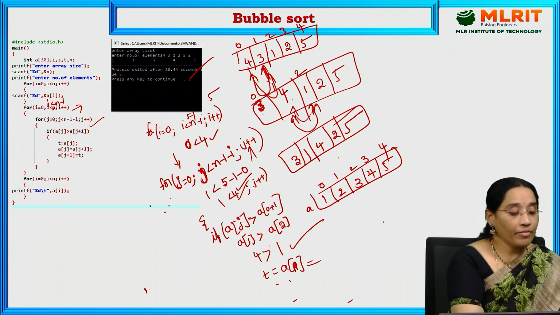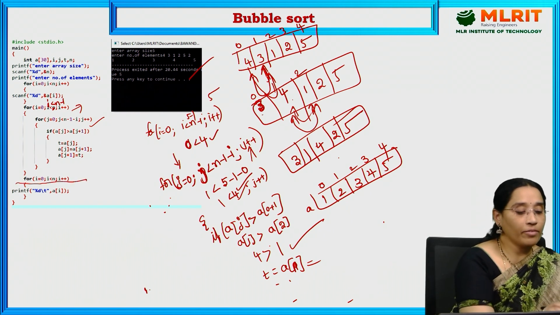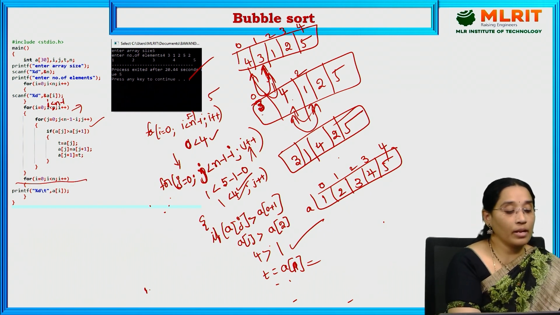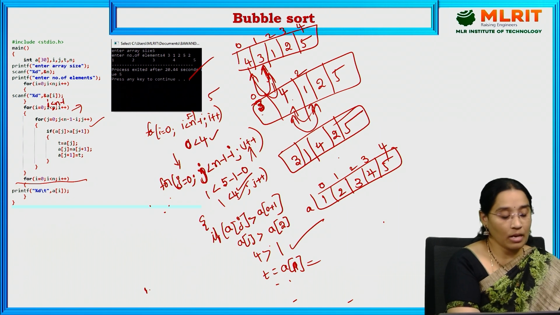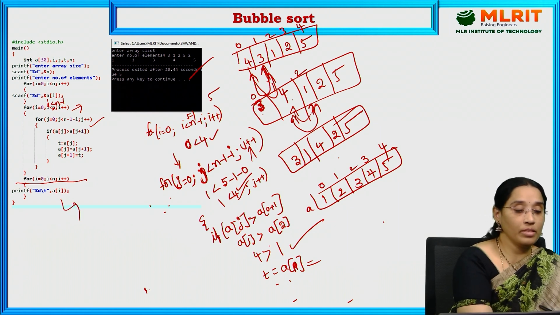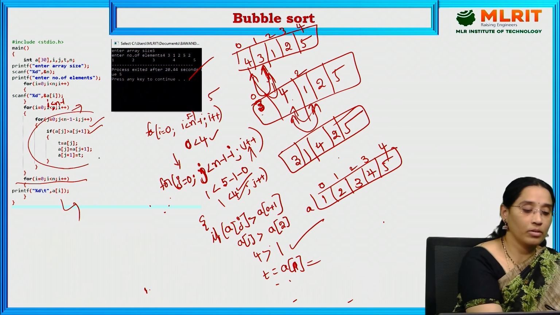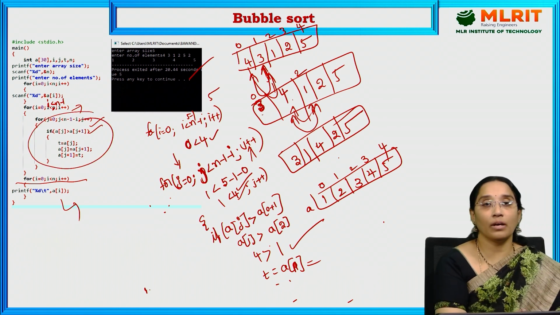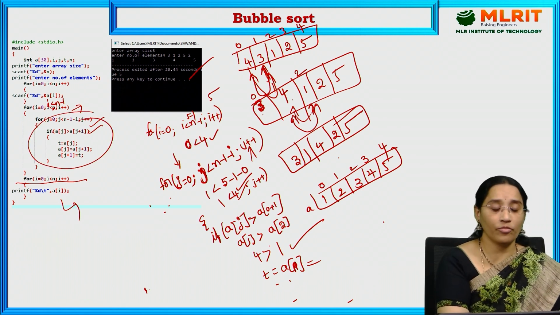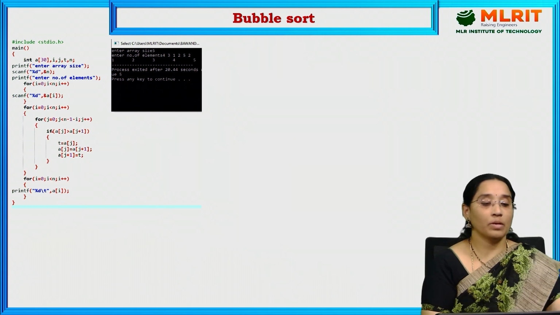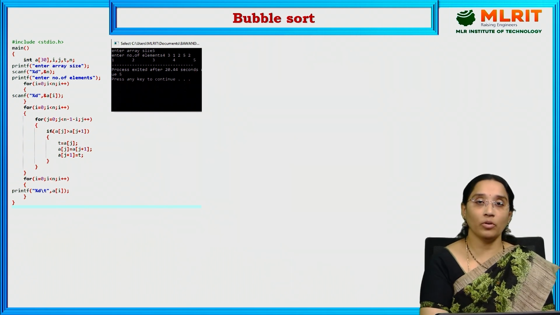To print the final sorted array, again we need to write a for loop: for i equals 0, i less than n, i plus plus, printf %d comma a of i. With this you will get the sorted element values. So this is the logic for the program. We just compare the adjacent elements in the array and do swapping. This is bubble sort. In the next session I am going to talk about insertion sort in C.